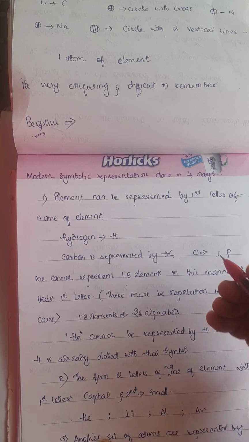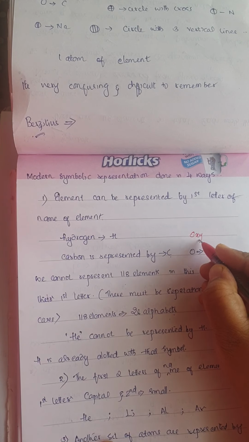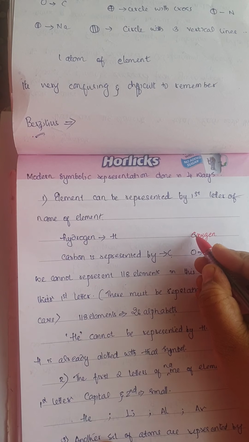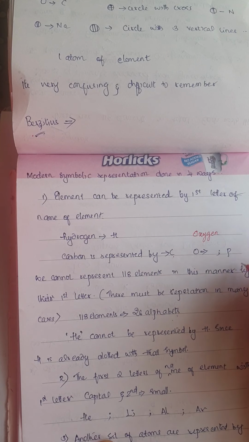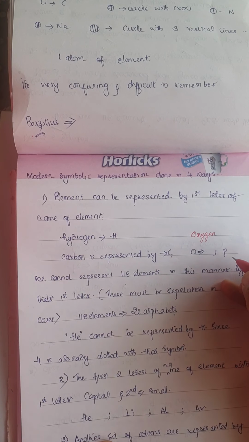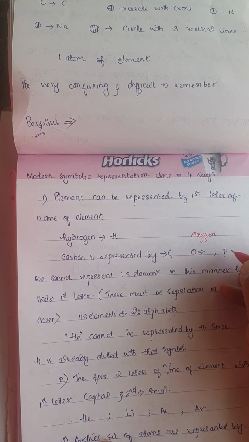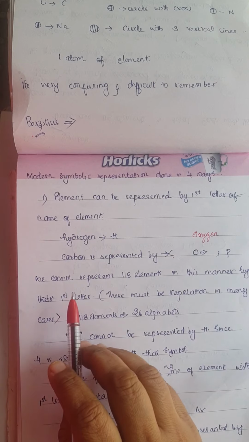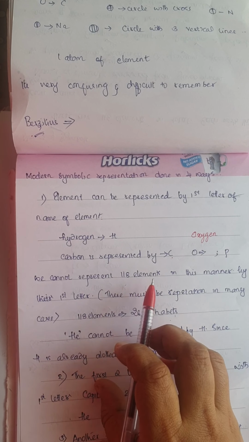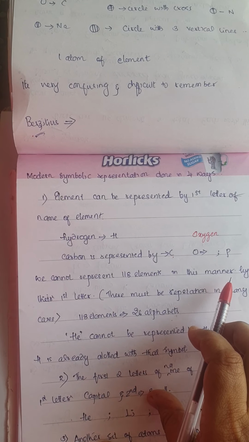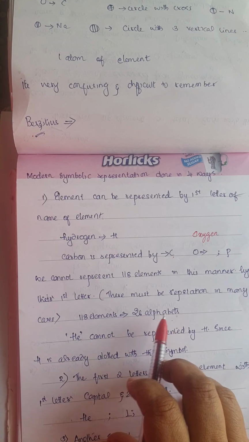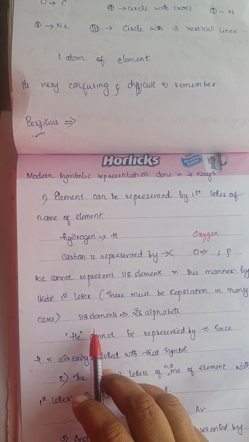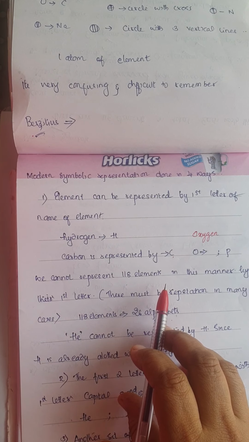In the case of oxygen, the first letter is O. So we are using the symbol O. In the case of phosphorus also, the first letter is P. So we are using P for phosphorus. Okay? We cannot represent 118 elements in this manner, right? Why? There are only 26 alphabets. It's not possible to represent 118 elements in this way.